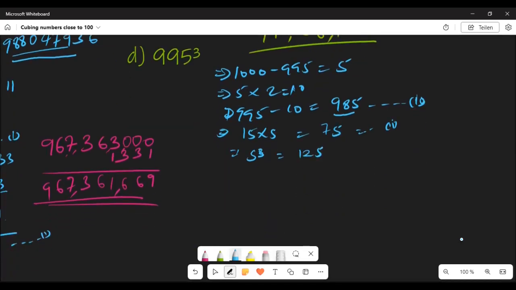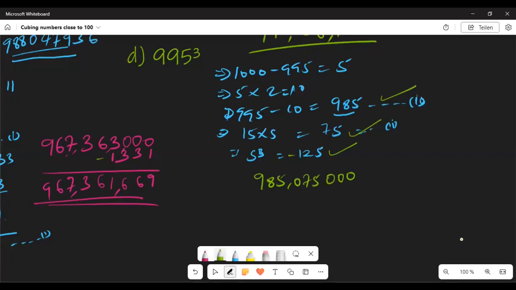So in that case now, let's look at how the answer should look. We're going to say here, our answer is going to be the first part, which we're going to take this part, add with this part, and then subtract this part. So this is less. So here we have 985 million and 75,000 less 125.